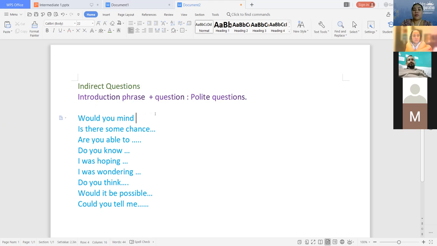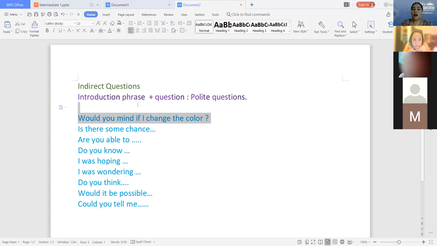For example, would you mind if I change the color, for example, right? Would you mind if I change the color, right? So this one will be my question.